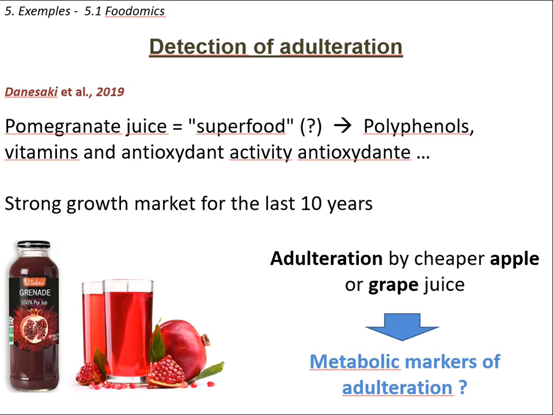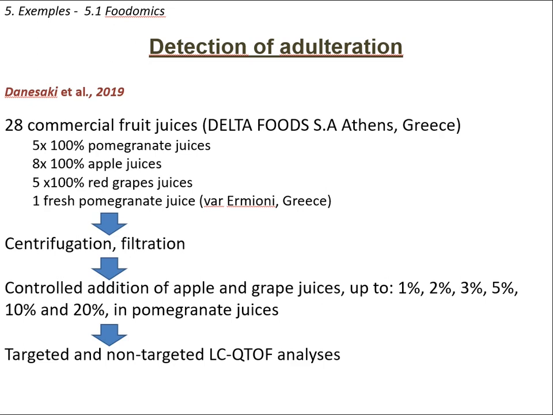So it's tempting to adulterate these expensive juices with cheaper apple or grape juice. Even if you cut this pomegranate juice with 10% of apple, you make substantial economies. It's very important. So the idea is to find, once again, metabolic markers of adulteration.